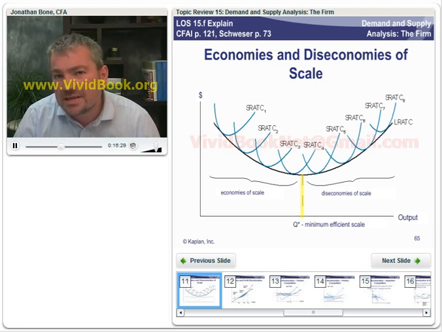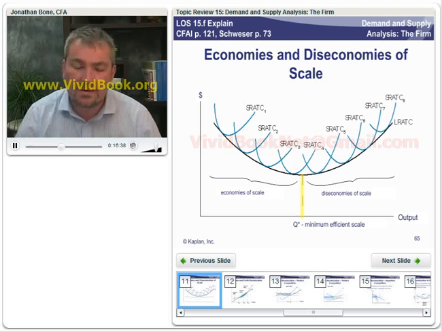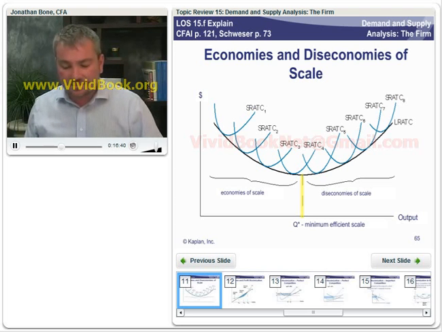So there is some point that minimises the long-run average total cost, some size of the firm that minimises the long-run average total cost, and we call that the minimum efficient scale.